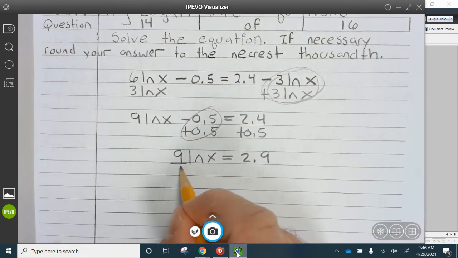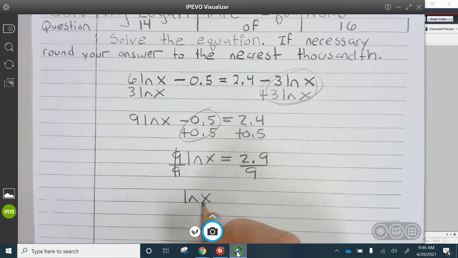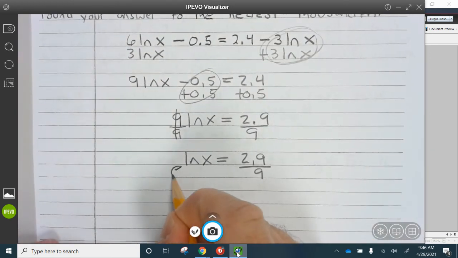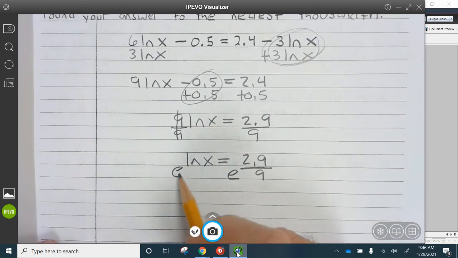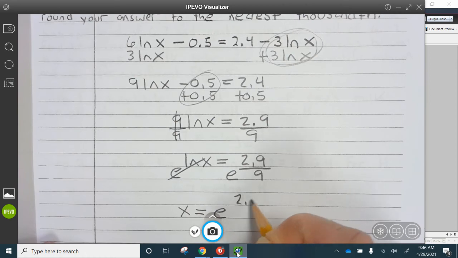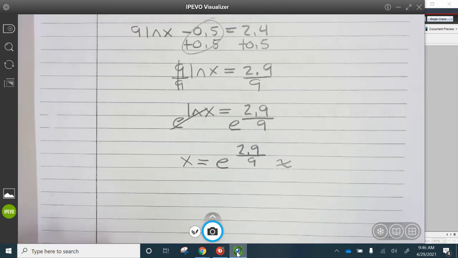Okay, divide both sides by 9. That divides and becomes 1. You get natural log of x equals 2.9 divided by 9. We're going to raise both sides by the base of e. That cancels. You're left with x equals e to the 2.9 divided by 9, which is approximately, let's put that in our calculator.